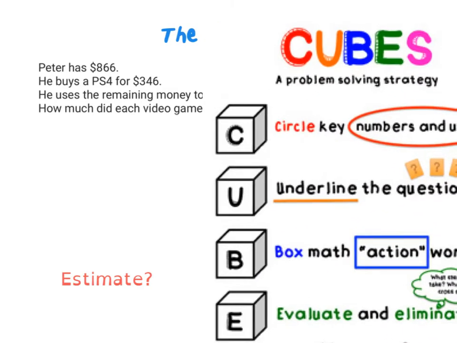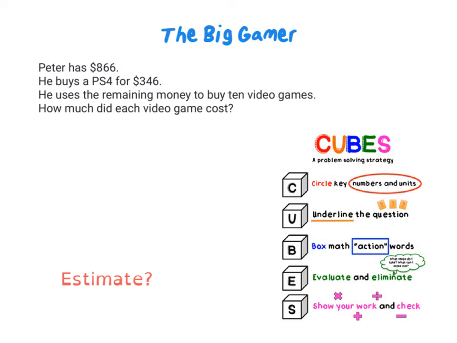So let's take a look at our cubes. We are going to circle our numbers with our units. These are in dollars. And the number 10, those are video games. And how much did each video game cost?